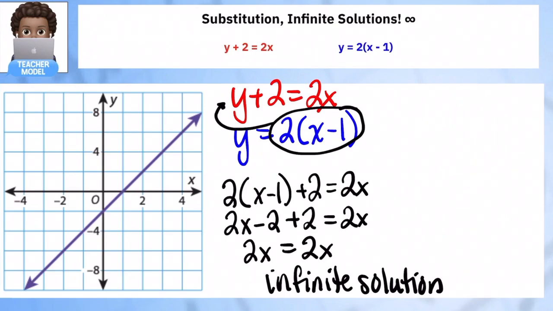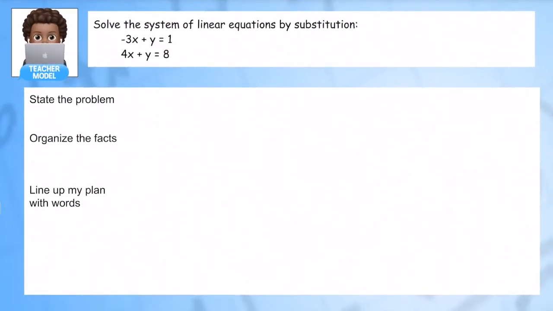And now you know how to recognize, using substitution, if you have 0, 1, or infinite solutions to your system of equations. Here's our first example for today, and just like in lesson 73, this one's also pretty straightforward.